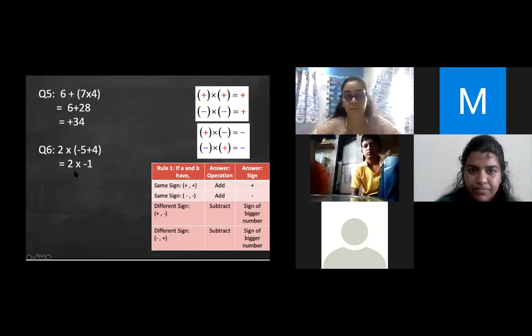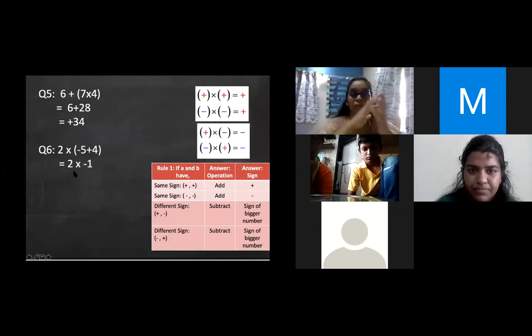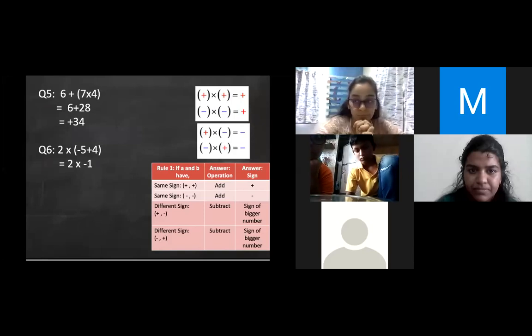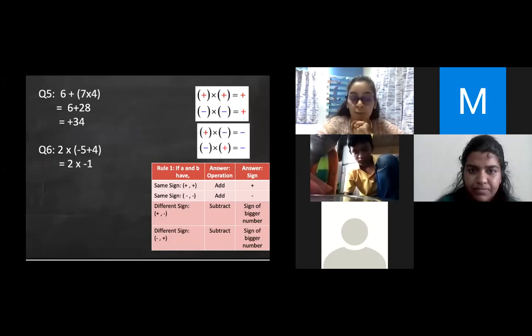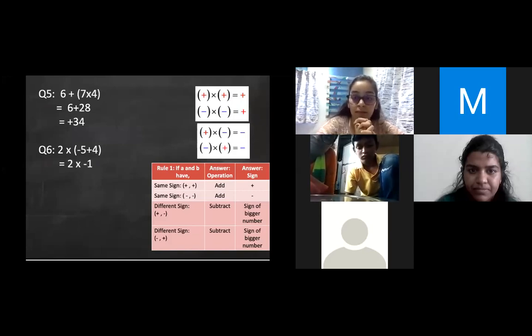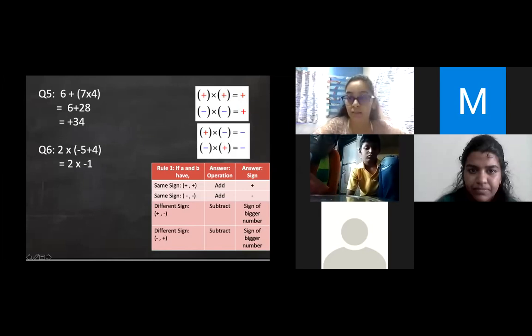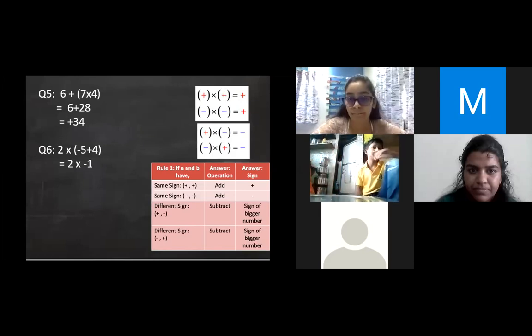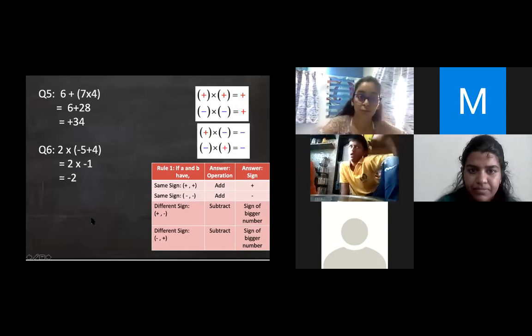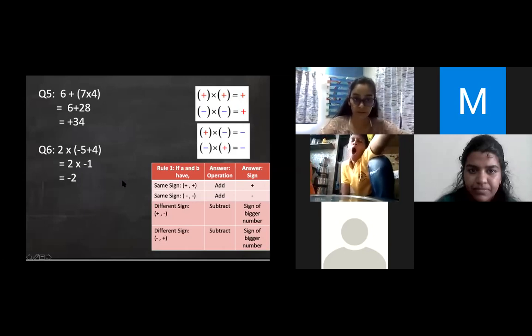Now, what will be your next step? I will do multiplication. Now, what is the sign in front of 2? Plus. So it is plus multiplied by a minus, right? So out of these 4 product rules, which rule will you use? Third rule. So what will be your final answer, in which sign? Minus 2. Correct. Okay. Thank you, Kushnuma.